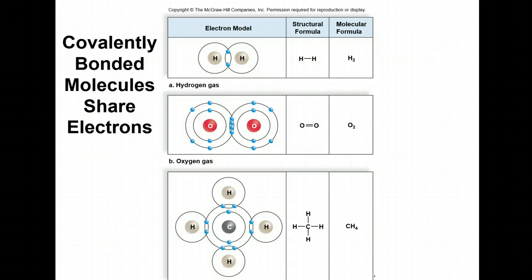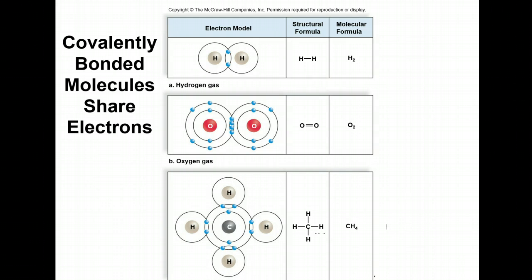This is now in contrast to covalently bonded molecules where the electrons are shared. Neither atom has gained or lost electrons. They are sharing them. They are both holding the electrons at the same time, so to speak. Covalently bonded atoms share electrons.